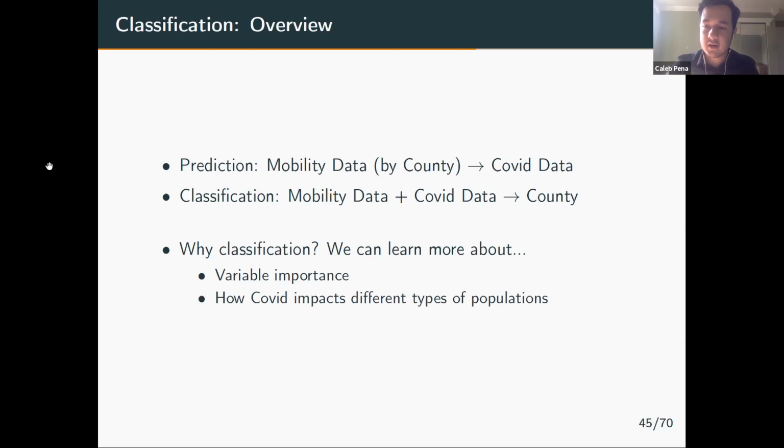What's the value that we're gaining from that? Essentially, the reason we're doing this exercise, where we are putting a blindfold on the model and asking it to identify what county the data comes from, is because by doing that, we can have a better understanding of how the variables interact with each other, how mobility and COVID data work together to make these predictions. So variable importance is a big piece of that, but additionally, by being able to break this up on a county level, it gives us a better idea of how COVID-19 impacts different types of populations.